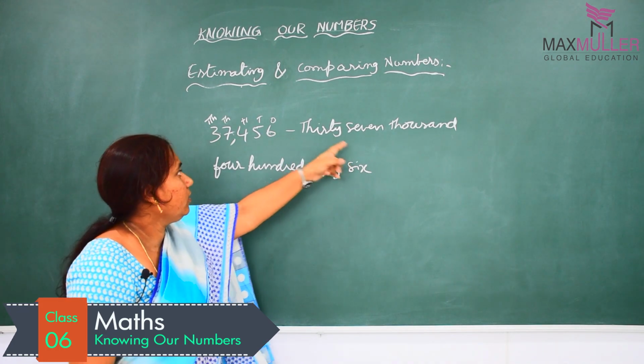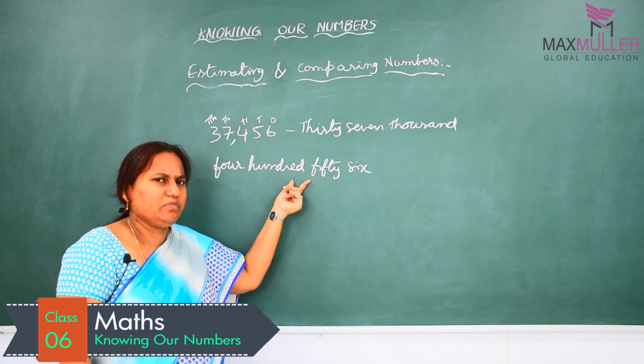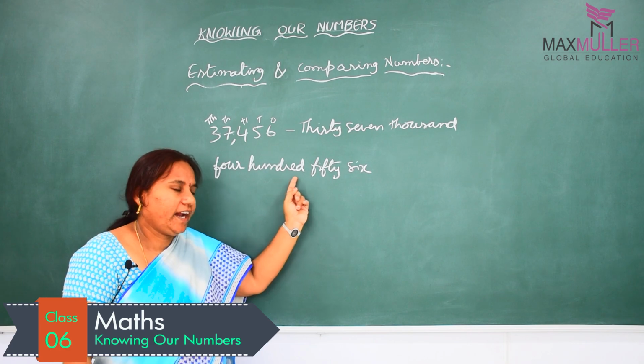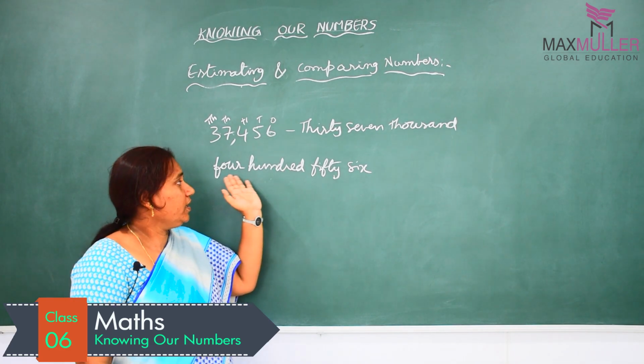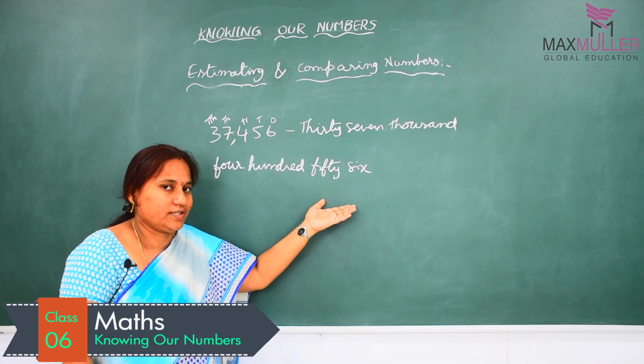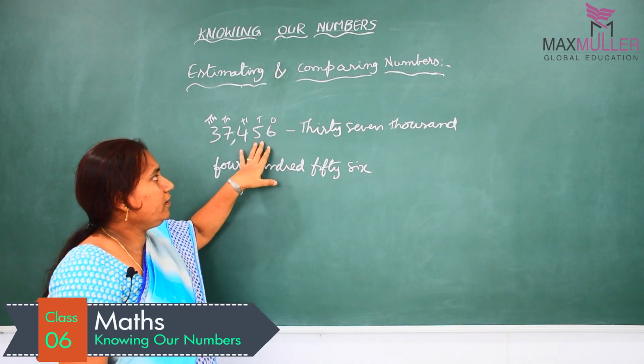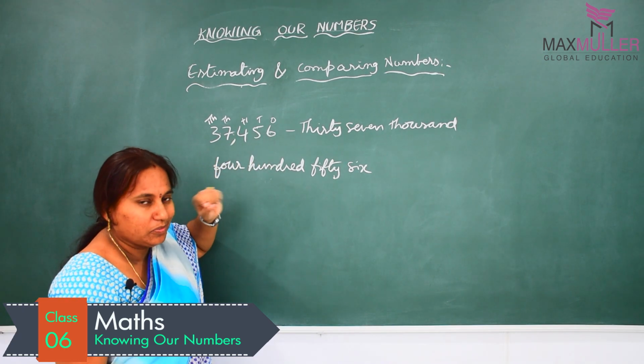So 37,456. Here you can use 456, and that is also not a mistake. We can write either like this or we have to write 456. No problem. But whenever we are writing the number name, we have to remember only one point.